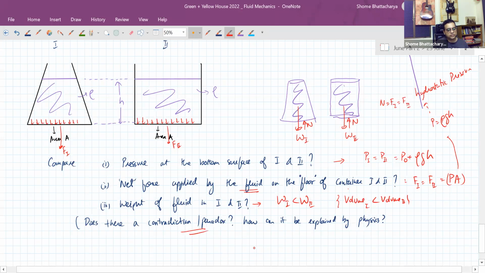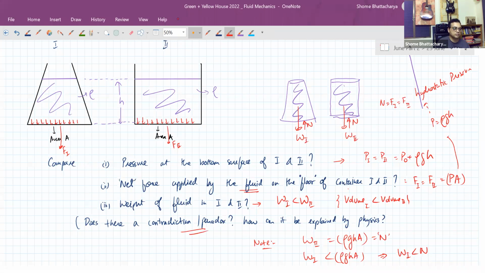Okay. So one more thing you can see over here is that the weight of the second liquid is equal to rho gh into K, but the weight of the first liquid is less than, which is equal to this normal reaction. In the second case, this weight is actually less than the normal reaction. So what is the explanation for this discrepancy? This was the paradox that the ancient people had before Newton's laws and classical mechanics and all was invented.